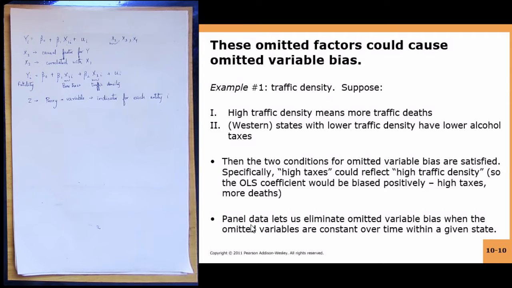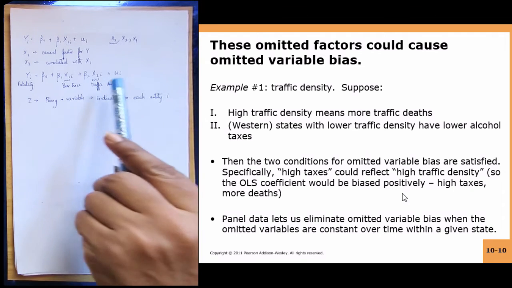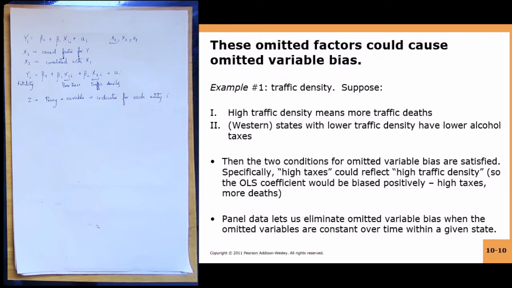So panel data lets us eliminate omitted variable bias: when you include such a thing as a proxy variable, all of these variables are included, and it allows you to avoid omitted variable bias.